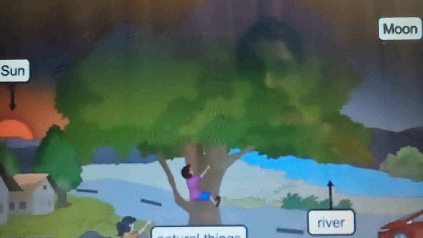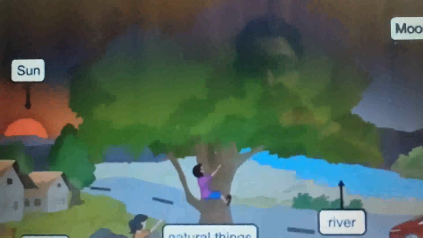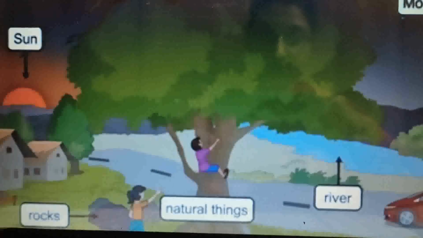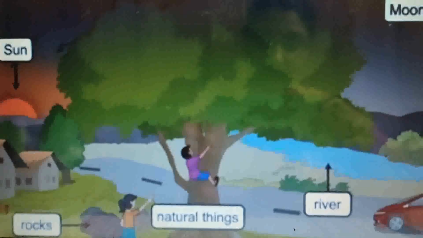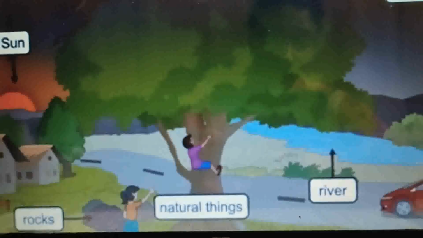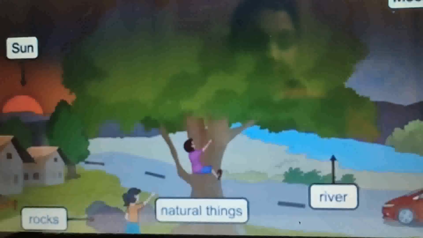Let us take an example of this picture. What can you see around us? A sun, a tree, moon, river, rocks. These all are the natural things that you can see. Yes, these are the natural things that are not made by man.